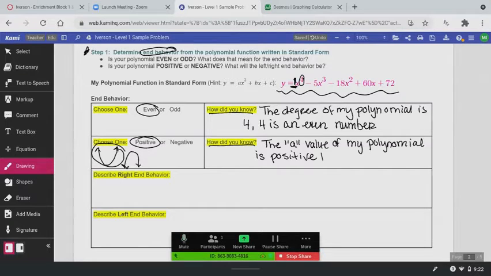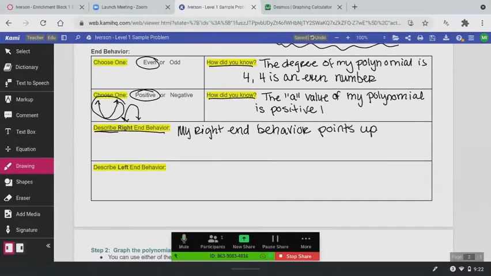So when it asks for me to describe my right end behavior, I can say something along the lines of: my right end behavior points up. I can also say the same thing for my left end behavior.